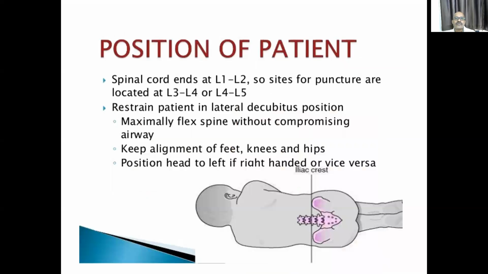So the position and the procedure: the patient is asked to lie in the lateral decubitus position with maximum flexion, without compromising the elbows. Keep the knees, hips, and feet in one line, and turn the head to the left if right-handed, or vice versa. So the patient lies in a lateral decubitus position with a completely flexed posture.